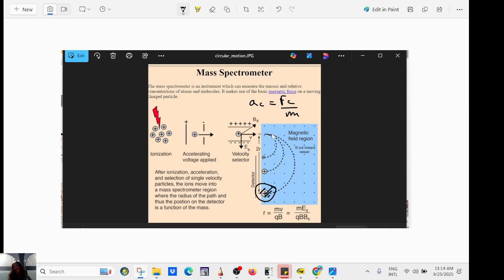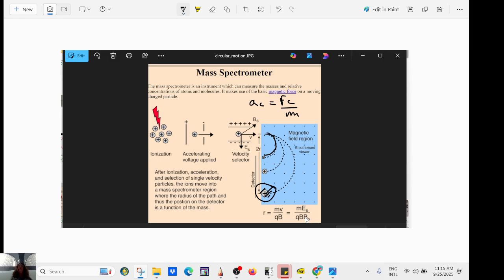If you have a large mass, it's not going to curve as much as a small mass. A small mass will experience more change in the state of motion, so the velocity will change more in direction. So this is called a mass spectrometer. The centripetal force is provided by a magnetic force.